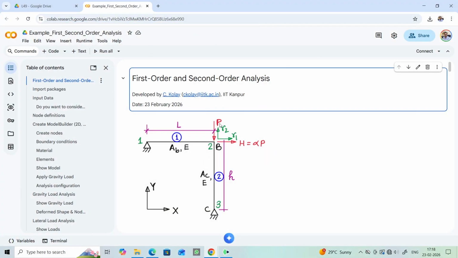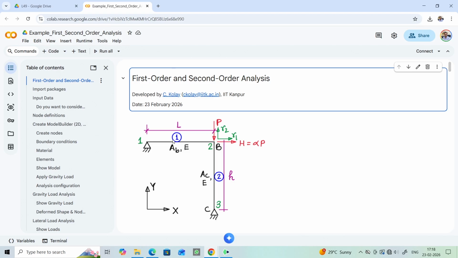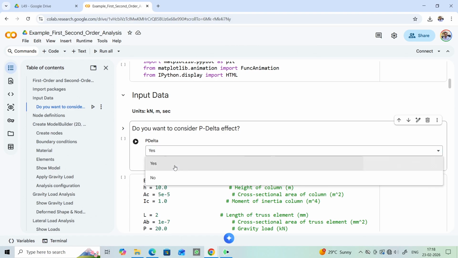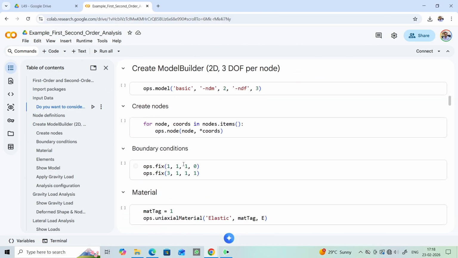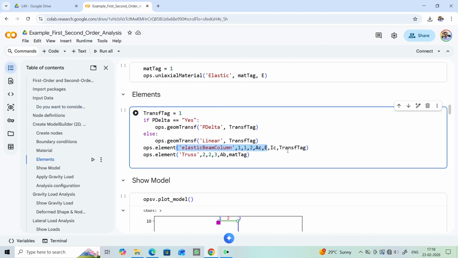Here is the analysis file, very similar to what we have seen in the introductory lecture. If I do a first order analysis, this force will be equal to H, but if I do a second order P delta analysis, this force will increase. This element 2 is an elastic beam column element, and the transformation tag here is P delta. This is what you have to state: you have to tell OpenSees to please consider the P delta geometric stiffness matrix.